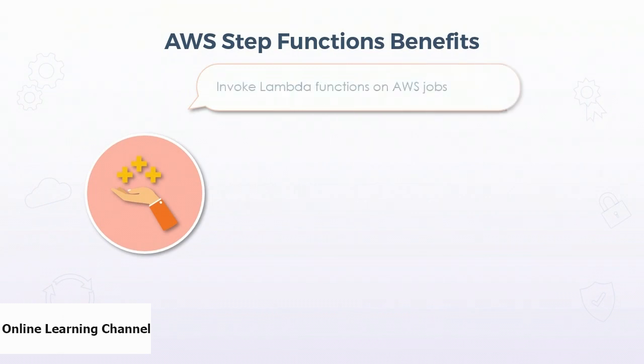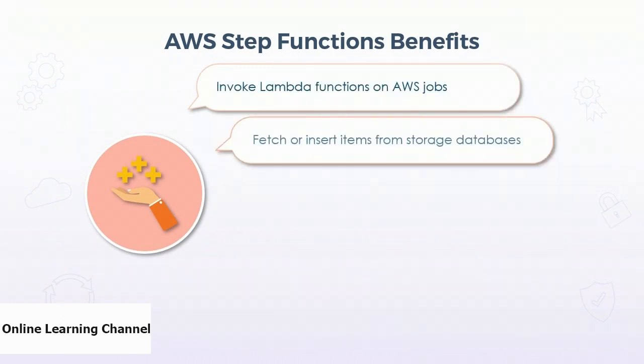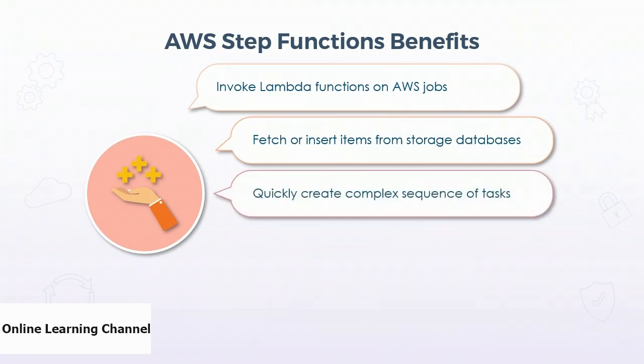Now, let us discuss some of the benefits of AWS Step Functions. These functions can be used to invoke Lambda functions for running AWS jobs. They can also fetch or insert items from storage databases such as DynamoDB. These Step Functions have multiple benefits as they can help developers to create complex sequences of tasks very quickly using a graphical interface and with inbuilt operational controls.